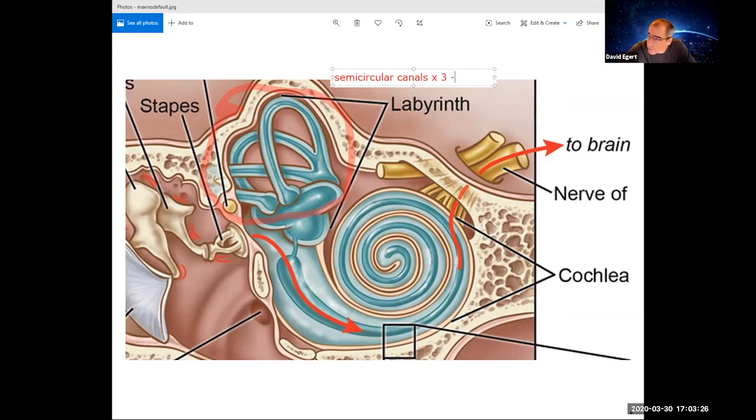They're going to be doing what we call dynamic equilibrium. Sometimes it's called rotational equilibrium. So the semicircular canals are doing this dynamic, rotational equilibrium. Which way is your head spinning?